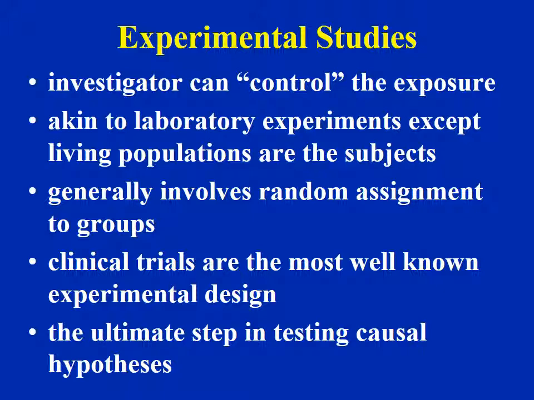As I mentioned before, there are some studies, especially in environmental health, they're rare, where the investigator can control the exposure. This usually involves randomly assigning it to groups, and it is the best evidence for doing a test of whether or not the exposure causes the outcome.